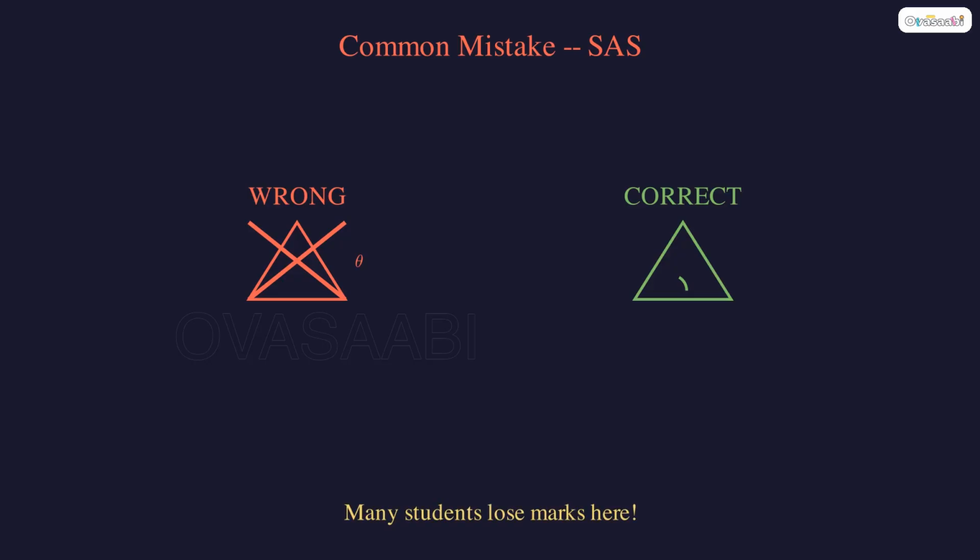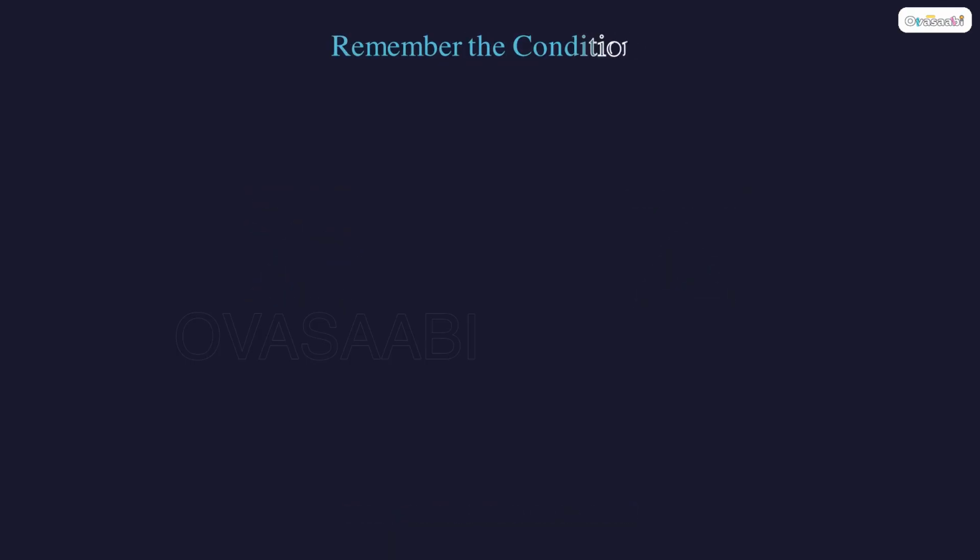Common mistake. For SAS, the angle must be between the 2 sides. If the angle is not between them, you cannot use SAS. Many students lose marks here.